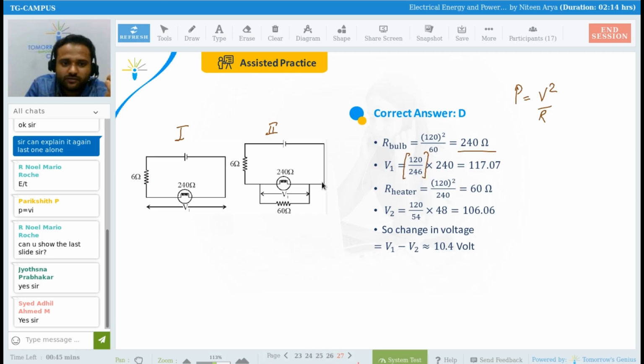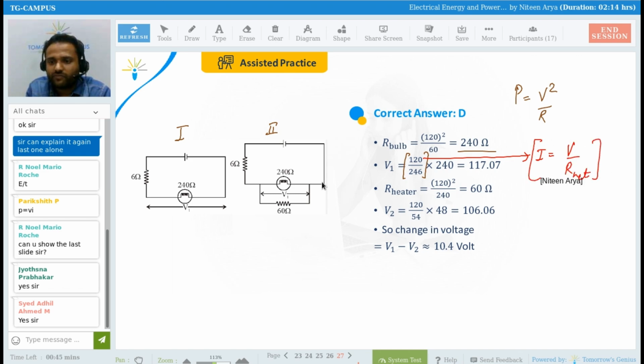This much is the current, beta. If someone is not understanding, that is current: V net upon R, sorry, I wrote V net instead of V upon R. You can take this R as a simple resistance of the wire, which also includes the internal resistance of the battery. Then you can find V2 in the same way, with the resistance of the heater, which is 60. So V2 is 120 divided by 54. Now how can we get this 54?